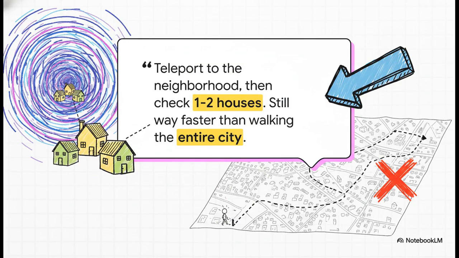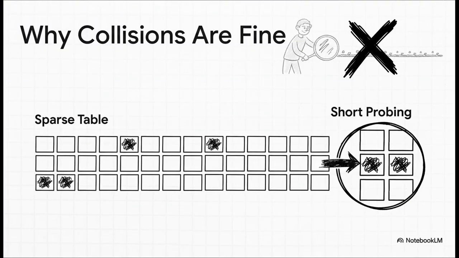A collision doesn't mean the system fails. It just means you teleported to the right neighborhood, and now you might have to check a couple of doors to find the right house. When you compare that to walking the entire city street by street, which is what a list does, it's still unbelievably, ridiculously fast. Plus, Python is really smart about how it's designed to handle this.